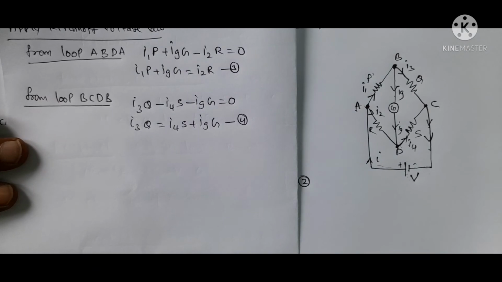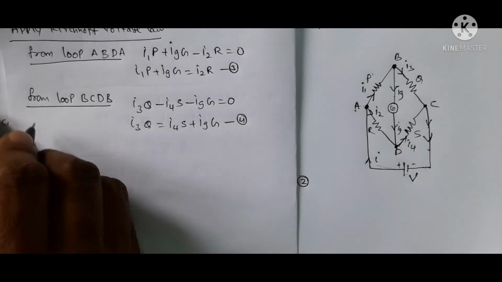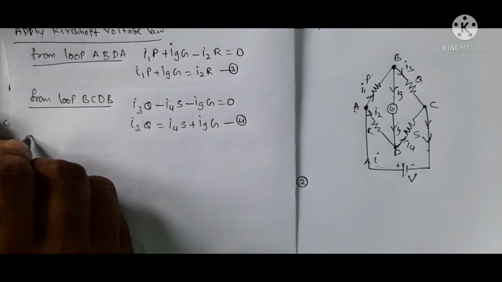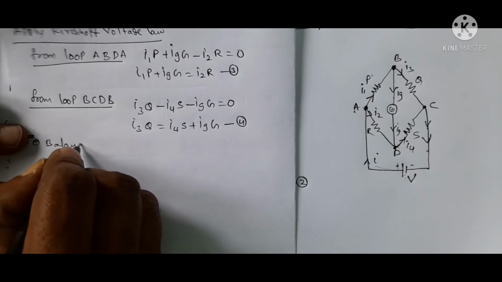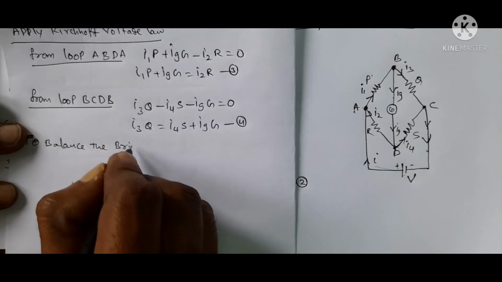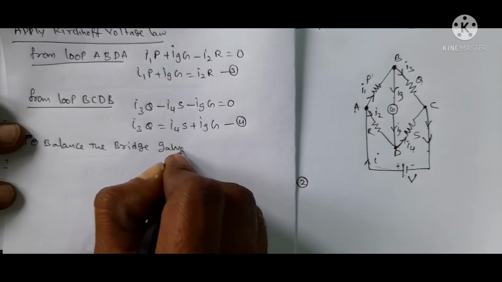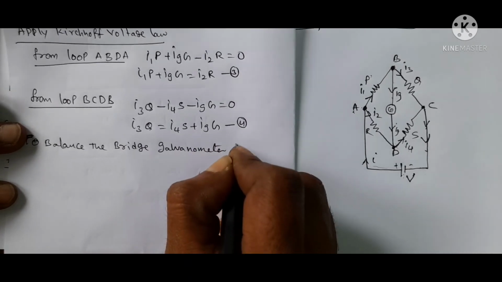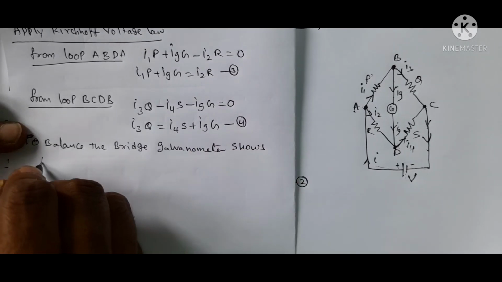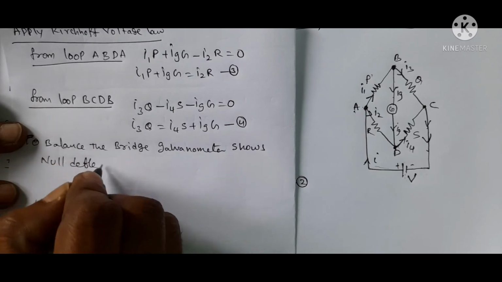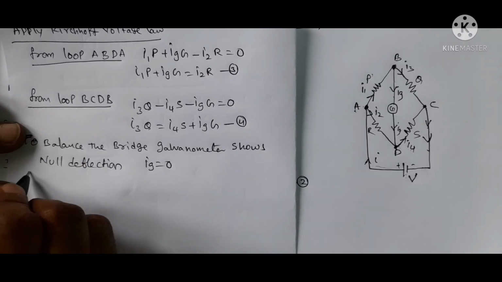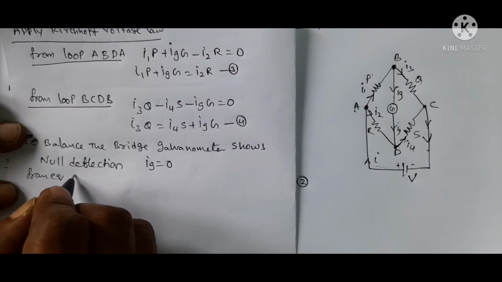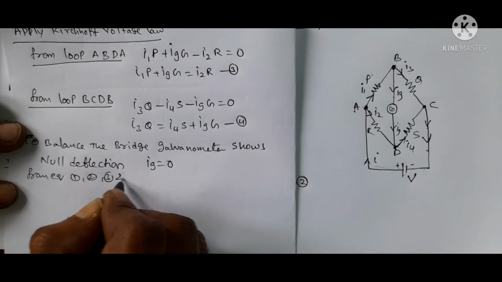Among these 4 equations, to obtain the balancing condition, the galvanometer must show null deflection. So to balance the bridge, the galvanometer shows null deflection. What do we mean by null deflection? Ig will be 0.